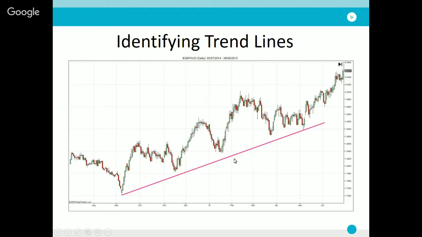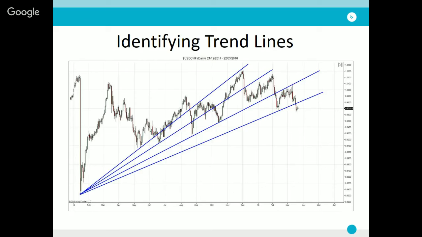But what would happen if we left those old trend lines in place? So this is what you can start to do once you move into slightly more advanced trend line analysis. So then you can start to leave your old trend lines in place. And here's a great example of the sort of opportunities this can afford you. So this is a daily chart of the dollar Swiss over the last 2 years.